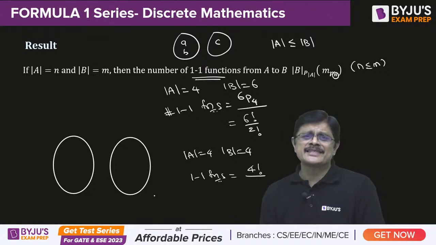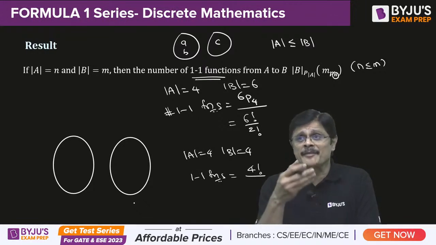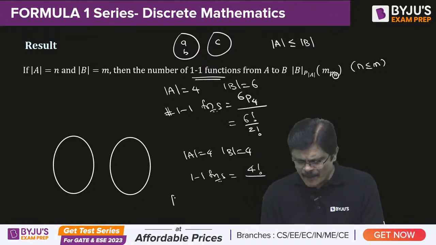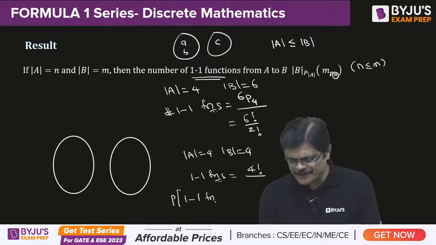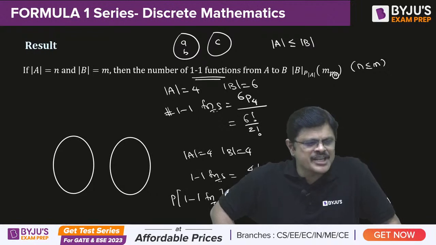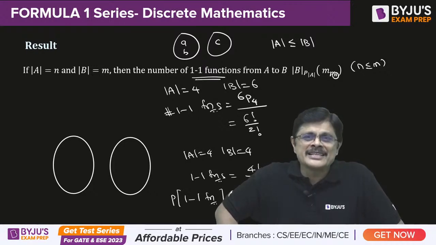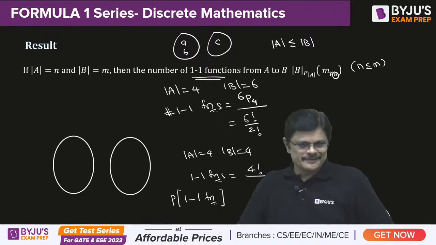Suppose there is a set A containing 4 elements, set B containing 4 elements, and one function is selected randomly from set A to set B. What is the probability that it is a 1-1 function? That is a randomly selected function from set A to set B. What is the probability that it is 1-1 function?